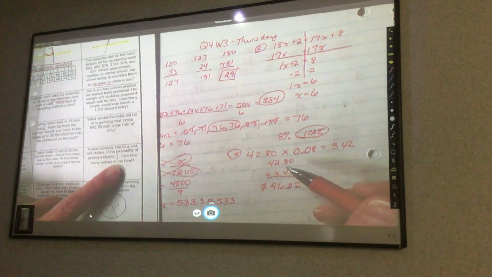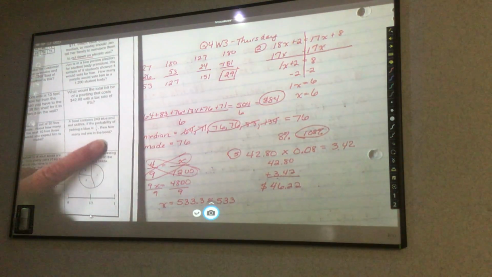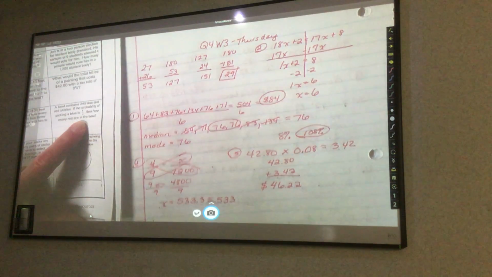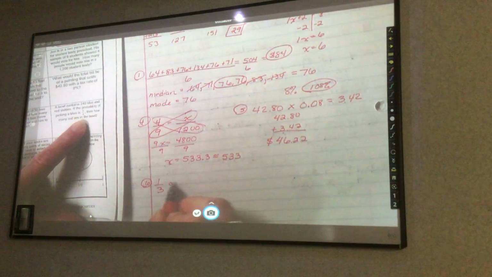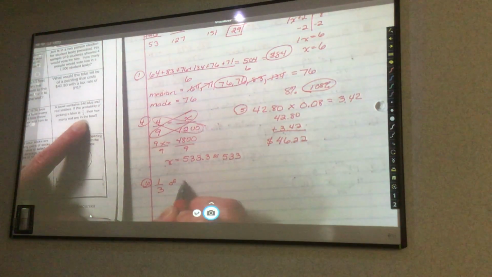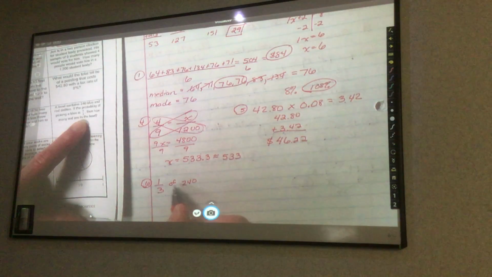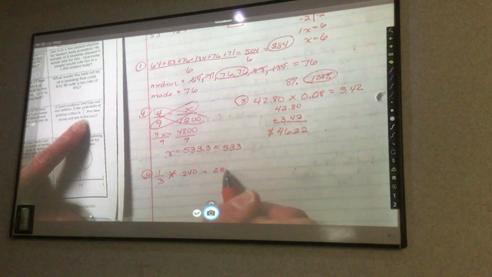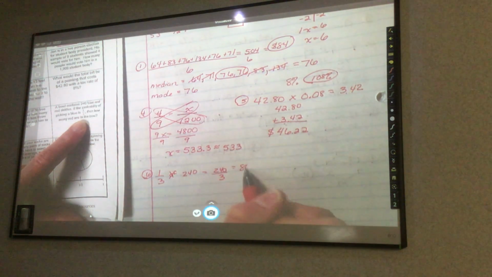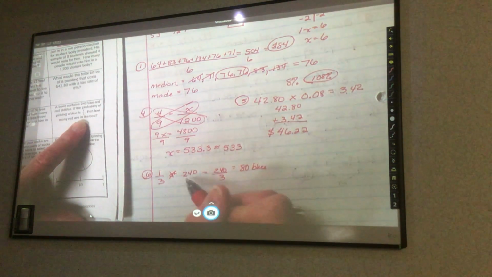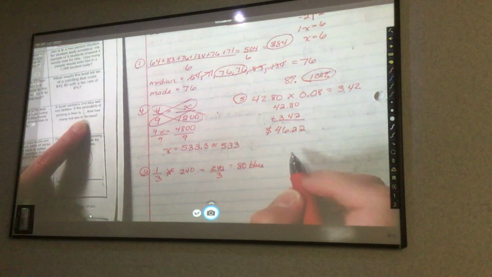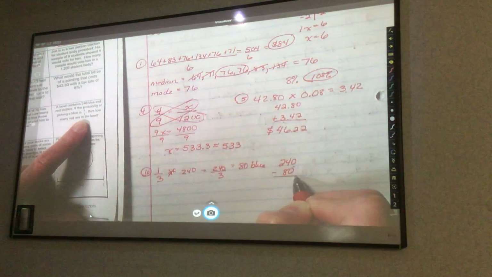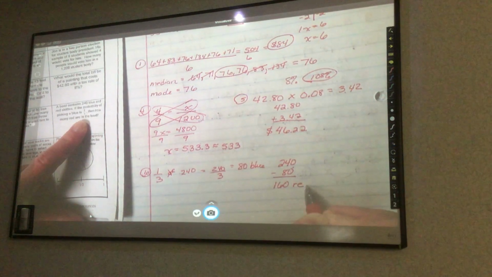Okay, so let's see here. So the probability of picking a blue is 1/3. So 1/3 of the 240, right? So if I do 1/3 of 240, that means I'm multiplying. So that equals 240 out of 3, which would equal 80 blue. Because 1/3 of the 240 is 80 of the blue ones. So then I would just take 240, because that's how many are in there, minus my 80 blue, equals 160, so those would be my red.